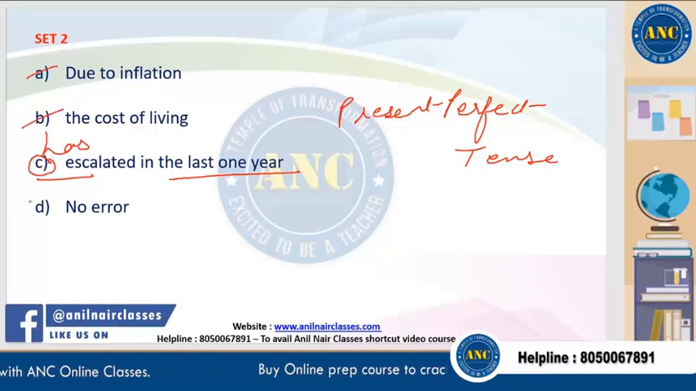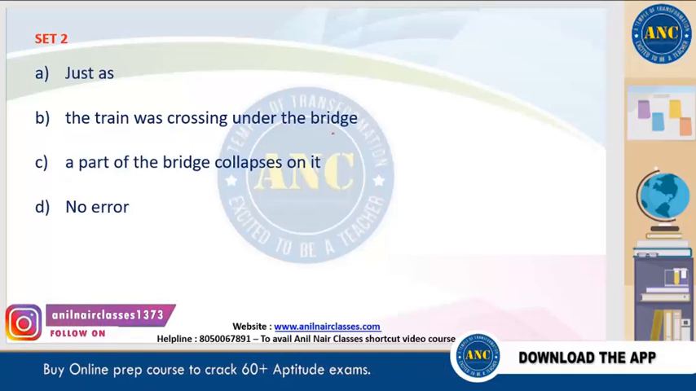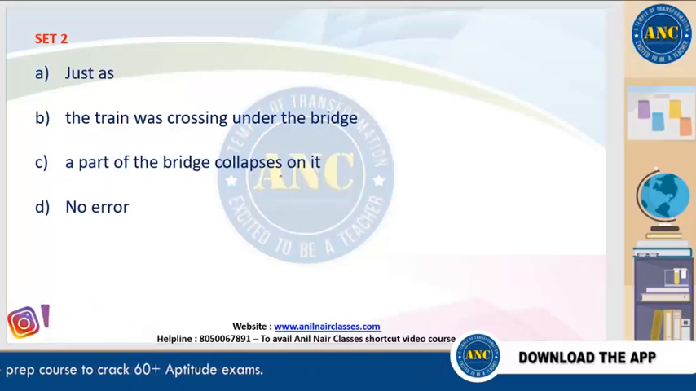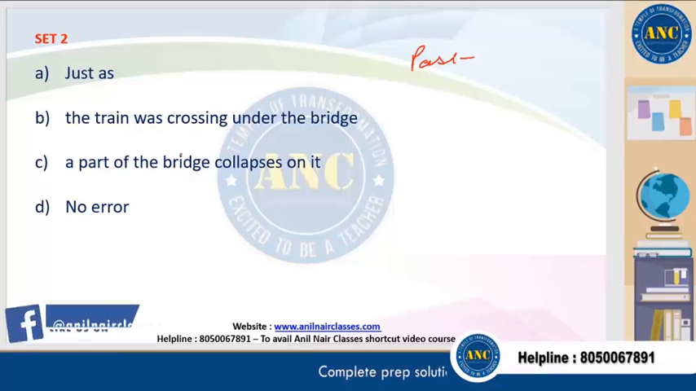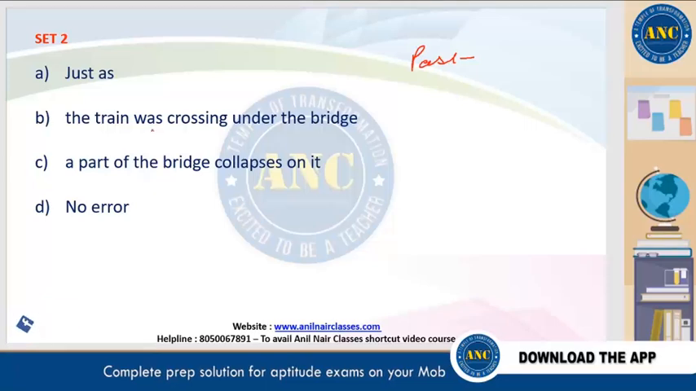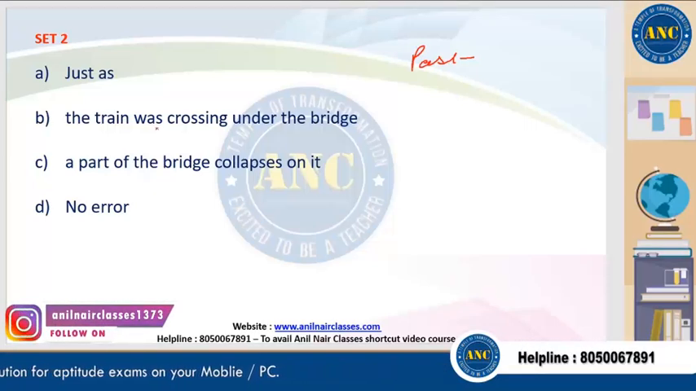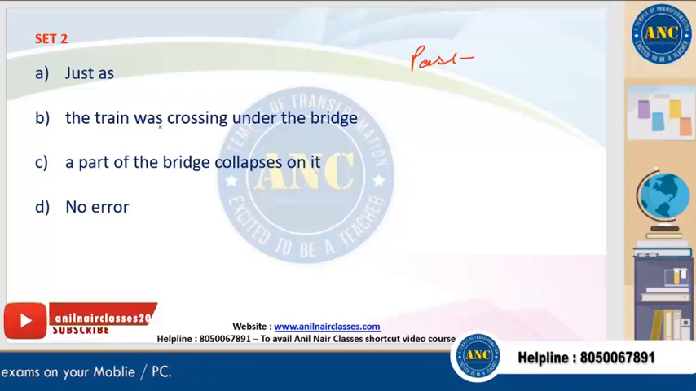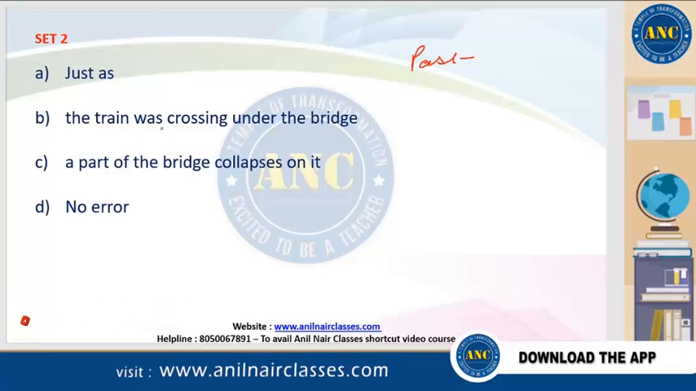Get rid of A, B and D. Next. Just as the train was crossing under the bridge, a part of the bridge collapses on it. So now the action happened in the past. So we talk about two actions which are happening in the one thing. If any activity happened in the past, while any other activity was going on, it will be in the simple past. So this happened, the train was crossing, the bridge collapses on it.